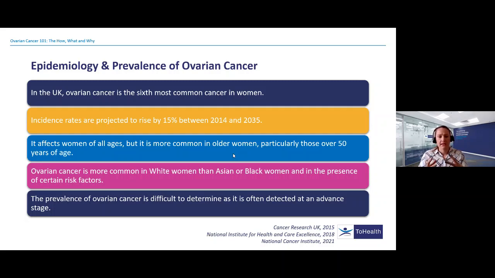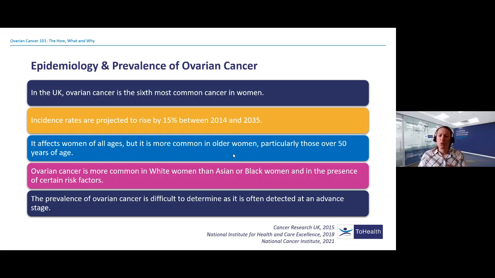So let's just next consider the epidemiology and the prevalence of ovarian cancer. According to Cancer Research UK, ovarian cancer is the sixth most common cause of cancer in women. In 2016, there were around 4,200 deaths from ovarian cancer, and it accounted for 5% of all cancer-related deaths in women. Staggeringly, that incidence rate is projected to rise by 15% in the UK between 2014 and 2035 to 32 cases per 100,000 women by the time we get to 2035.